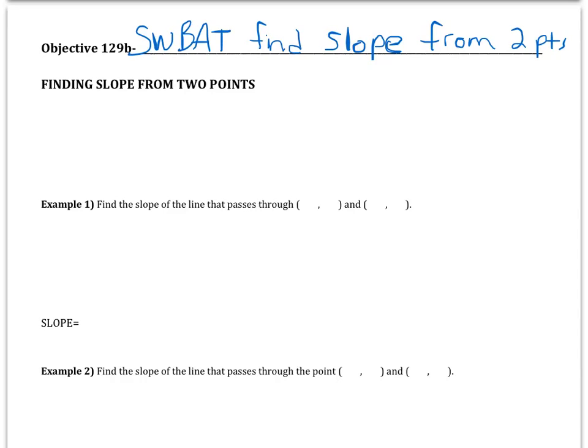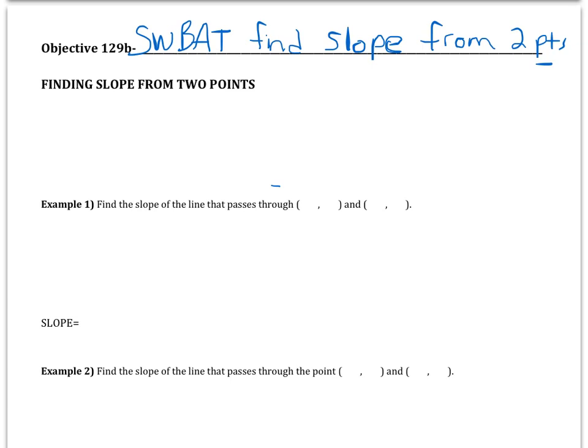Okay, today's lesson is students will be able to find slope from 2 points. And all we mean by 2 points is just two ordered pairs, which we can see right down here. We're looking at two ordered pairs. Okay, before we get going though, I do want to refresh our memory on something that we should absolutely have memorized by now.